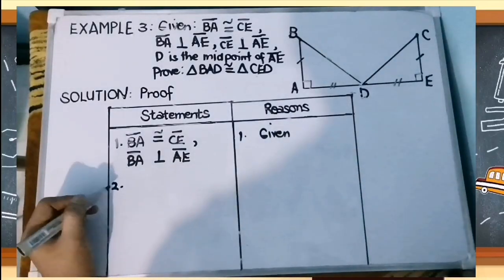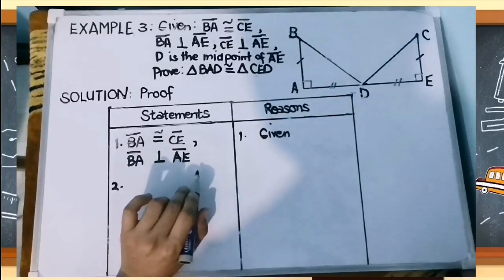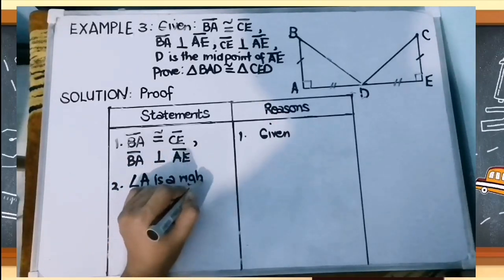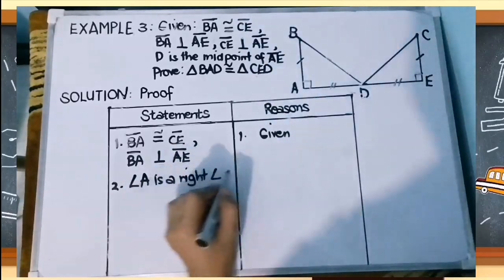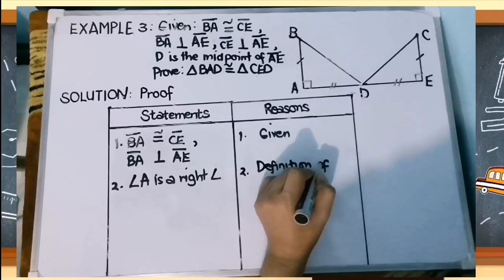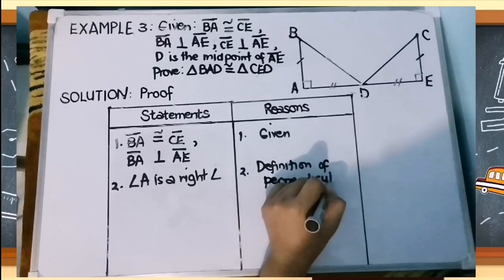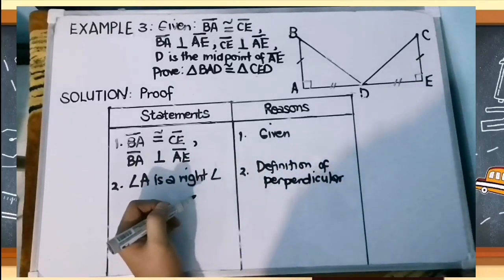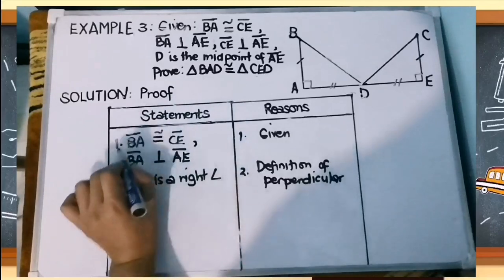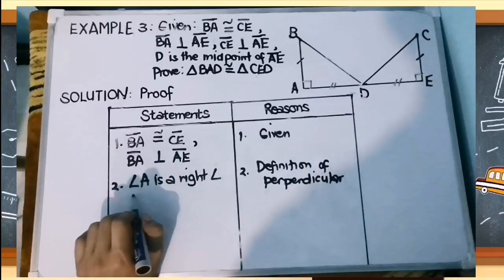And then for number 2, since we say that segment BA is perpendicular with segment AE, we can say that angle A is a right angle. And the reason is definition of perpendicular. Again, perpendicular lines form a right angle. So, therefore, angle A is a right angle based on the first statement that BA is perpendicular with segment AE.